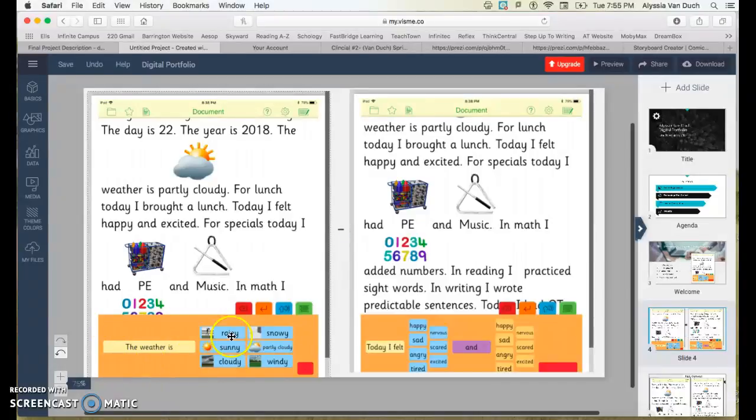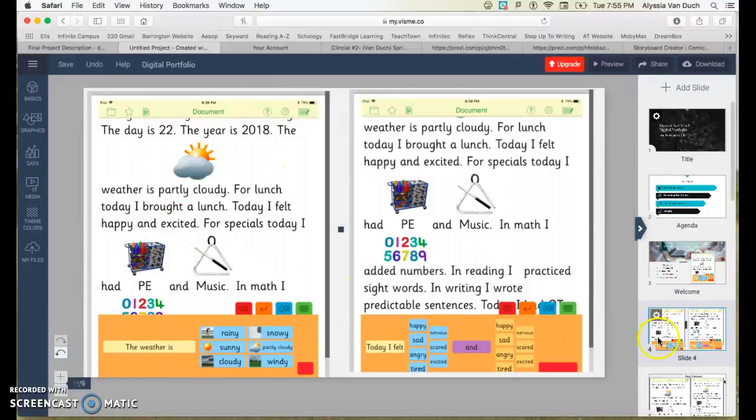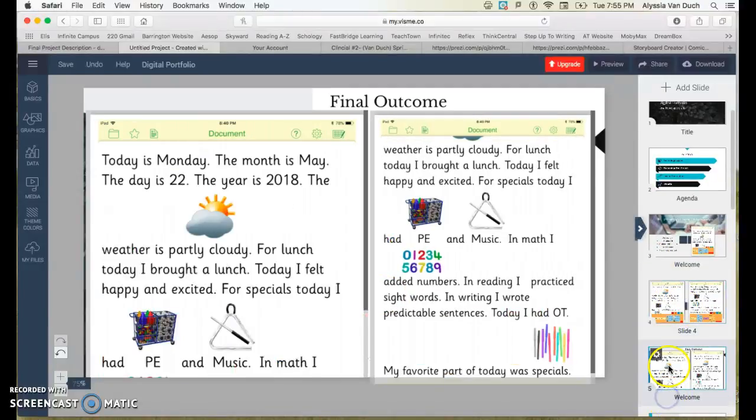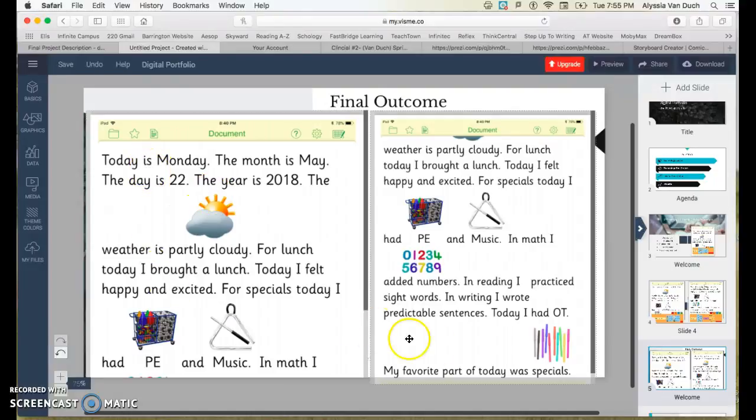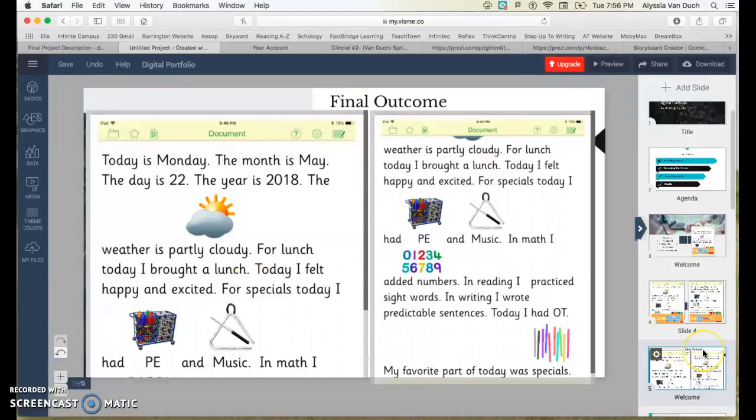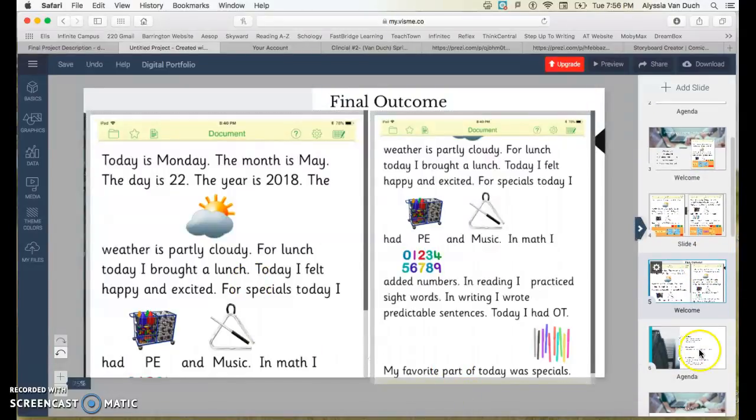So it would say like the weather is, and there would be a bunch of options. So they would have to click sunny and then put period. And then that would show up on the board. And then I modeled how to do this for each of the pages. And then at the end, they were able to try, and they created their very own note home that described what they did, what they ate, what their favorite part of the day was, which was awesome.